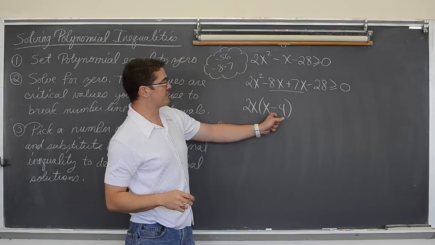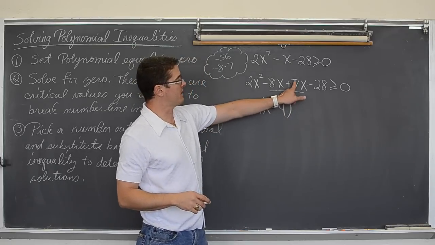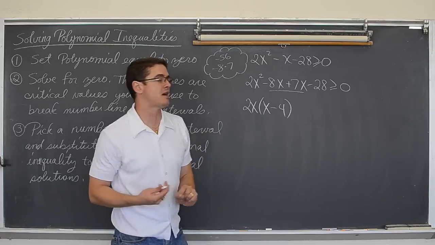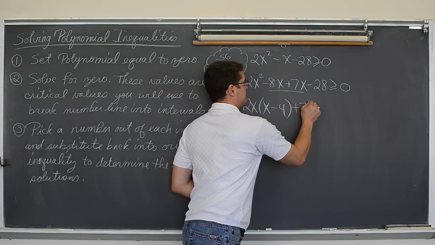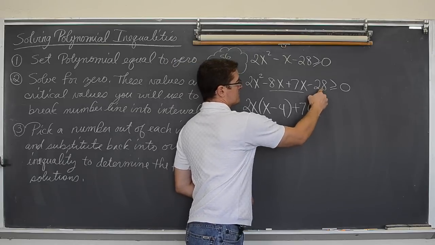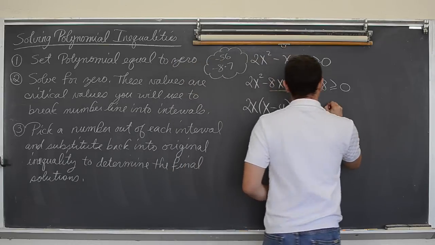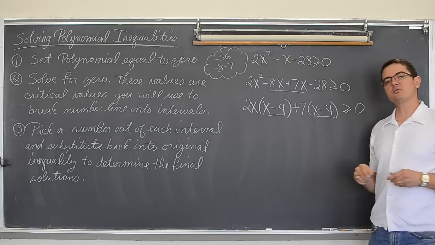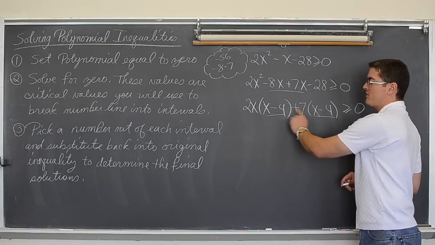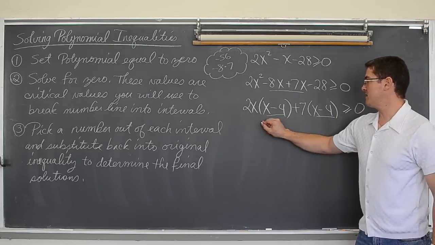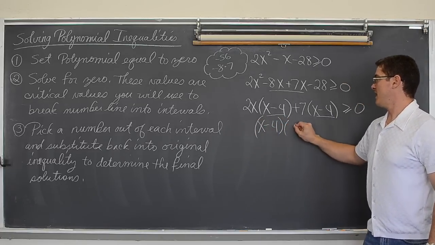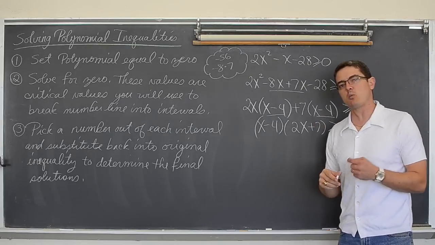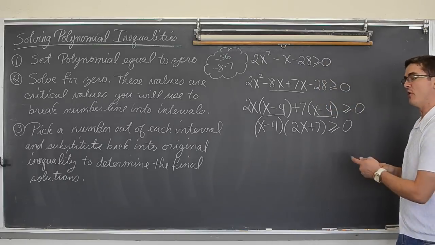Now I need this x minus 4 to show up again in the other grouping. So what can I take out of 7x minus 28 and get x minus 4 to show up again? Well, that's going to be positive 7. So I'm going to take out a positive 7. 7x divided by 7 is 1x, and negative 28 divided by 7 is negative 4. And now we have the same factor show up twice. The x minus 4 is in both of these terms, so we're going to pull it out again and get x minus 4 times 2x plus 7 is greater than or equal to 0. Now, if this were an equation, we'd be very close to our final answer.